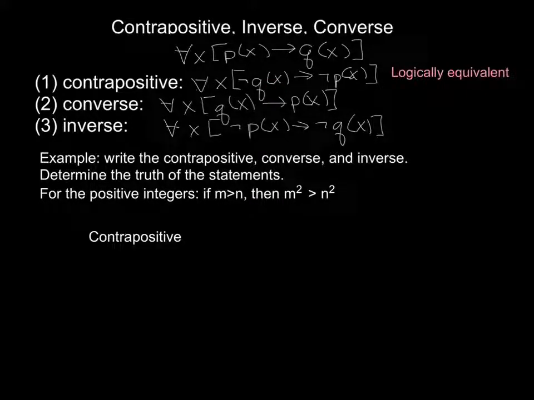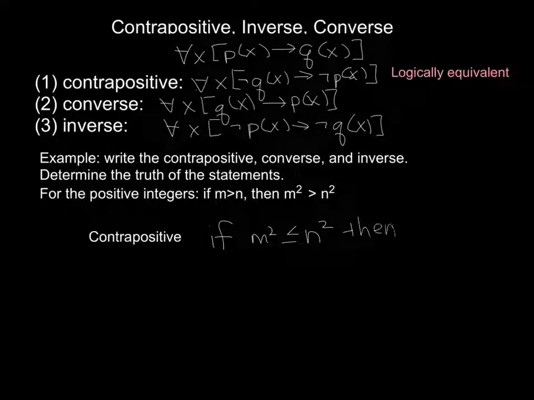So here we're going to negate the conclusion. If m squared is less than or equal to n squared, then, and we want the negation of the assumption, m is less than or equal to n. And that is a true statement. We know this from our arithmetic.